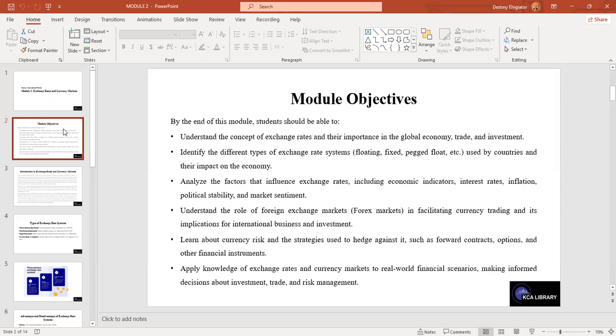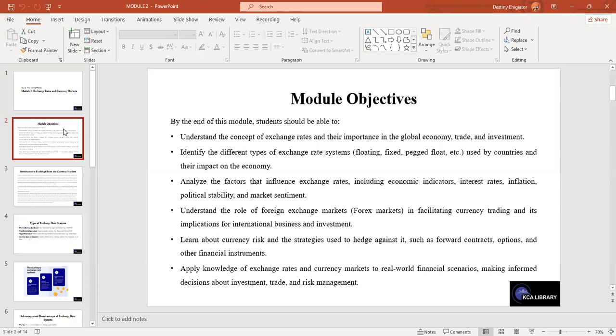Be able to analyze the factors that influence exchange rates, including economic indicators, interest rates, inflation, political stability, and market sentiment. Students should be able to understand the role of foreign exchange markets in facilitating currency trading and its implication for international business and investment.